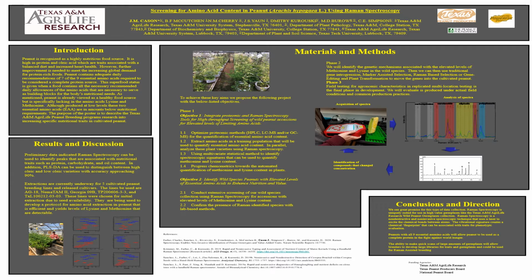Peanut is lacking in two of these essential amino acids. Lysine and methionine are produced at low levels, but below the amount that is needed for the nutritional requirements of the average human. The purpose of this poster is to describe the Texas A&M AgriLife breeding program's research into increasing specific nutritional traits in cultivated peanut.